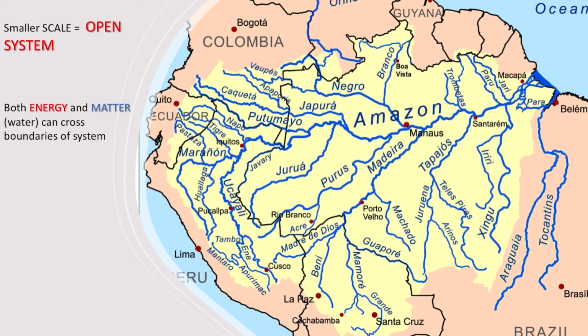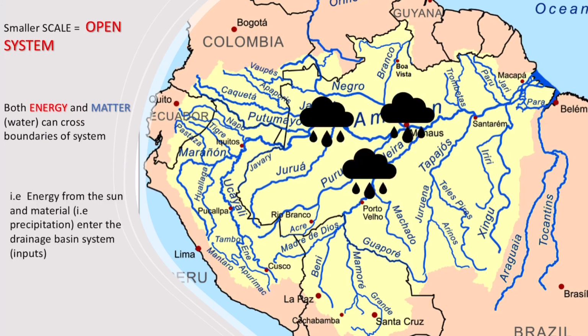So how does that work in this example? Well, energy from the sun would have heated up the Atlantic Ocean. Remember, that is outside of this drainage basin system. But that heats up the ocean, which turns into clouds, and then we get the water inputting into this drainage basin system as rain. So the rain enters the drainage basin system because it's travelled from somewhere and ended here.